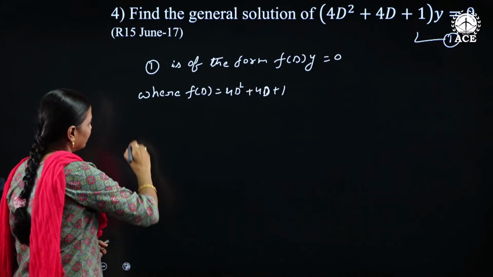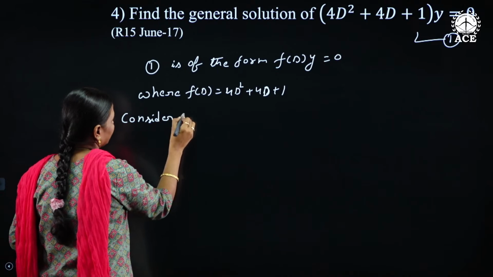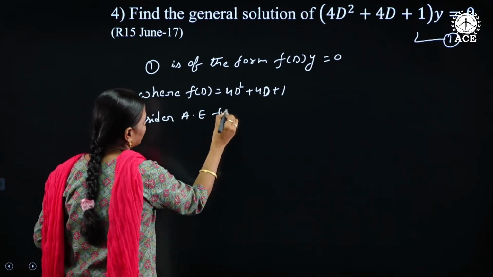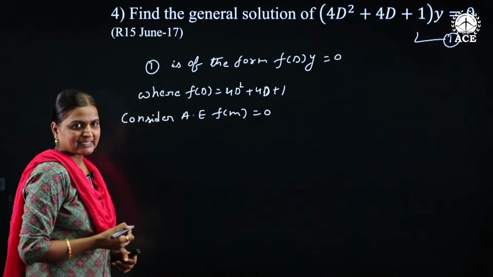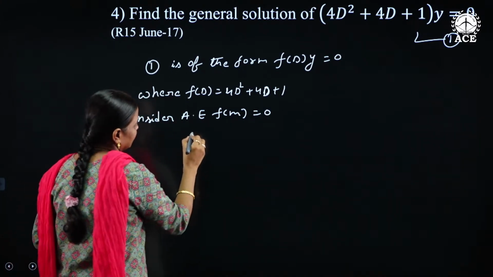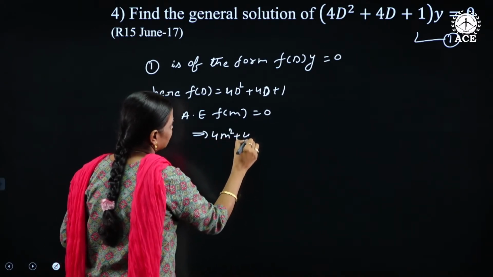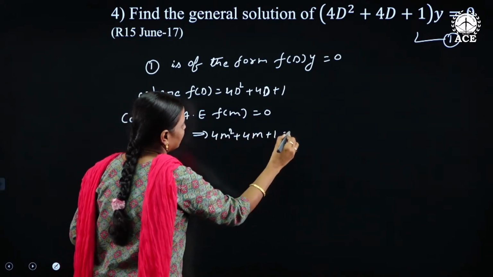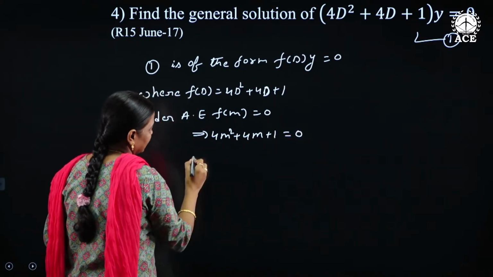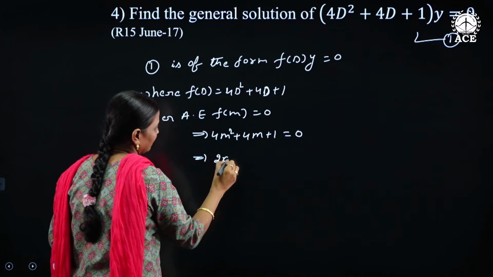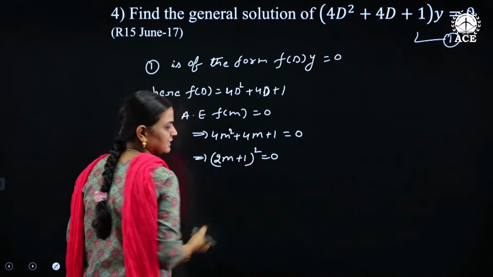So how to find out the roots? Consider the auxiliary equation. The auxiliary equation is f of m equal to 0. Replace D by m. So that is 4m square plus 4m plus 1 is equal to 0. This left side is of the standard form, that is 2m plus 1 whole square is equal to 0.